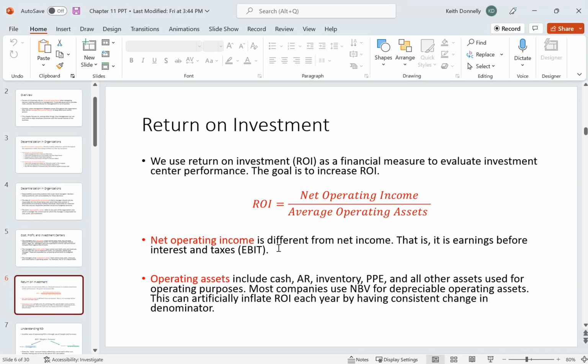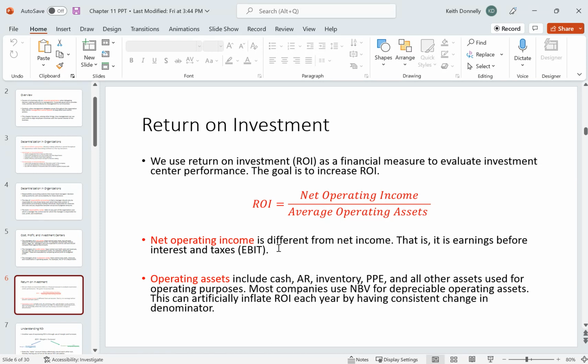Now the equation for this is your net operating income over your average operating assets. Your net operating income is the starting point. This is separate and different from your net income, so don't confuse them. Make sure that you pluck out the right number if you're doing a problem. Really, it's EBIT, your earnings before interest and taxes. In other words, you run down that income statement and hit the net operating income stop sign before you subtract out your interest and taxes. That's where you stop. That'll be your net operating income.